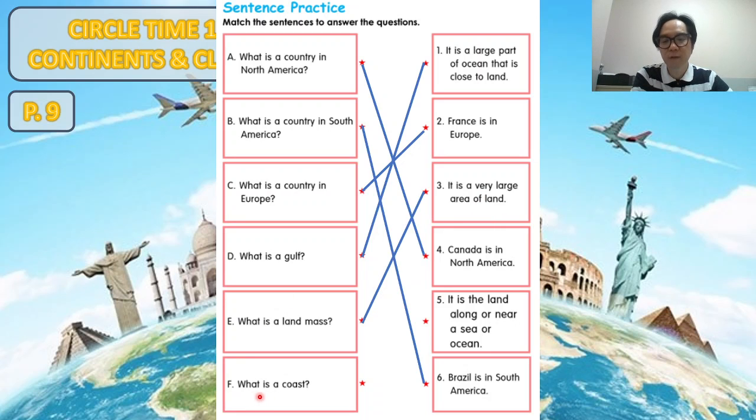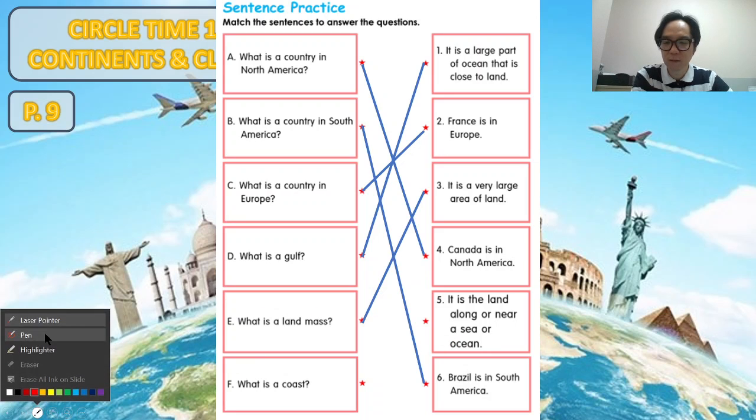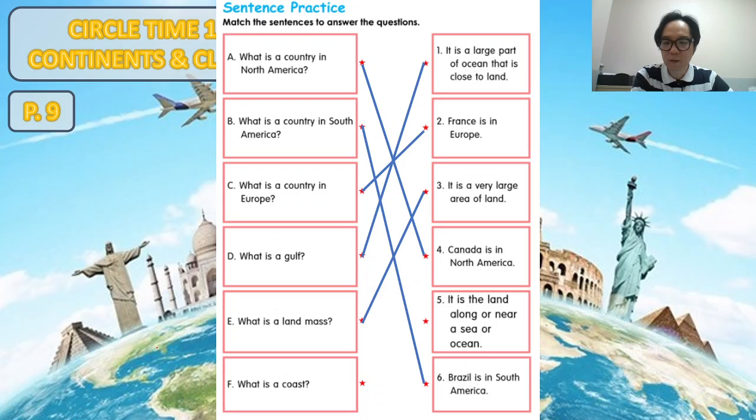A landmass is a very large area of land. And letter F, what is a coast? Was the coast the ocean, the sea, or was it the land? It's the land that is near the sea or ocean. It follows along the sea and the ocean. So if we look here on our map, I can even draw it for you. Here is North America, and all this part that meets the ocean here is the coast. Here too, this is the coast, where the land and the ocean meet.